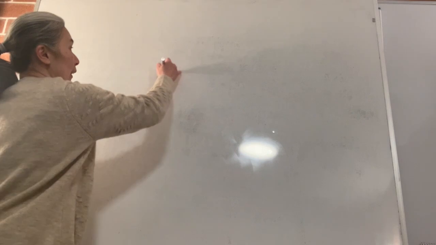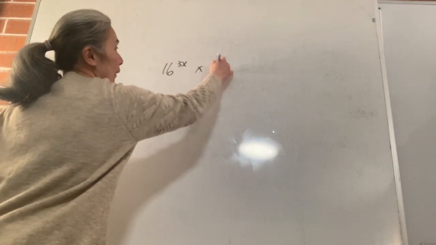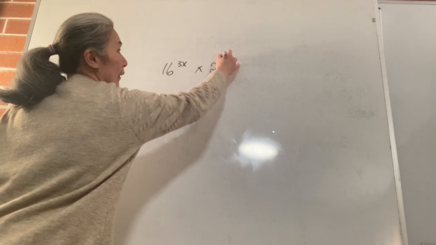No, thirds. What did you say? Thirds. Should I change it? Take it to base 2 so you can add them together. So you have, what's the question? 16 to the power of 3x times 2 to the power of 2x.